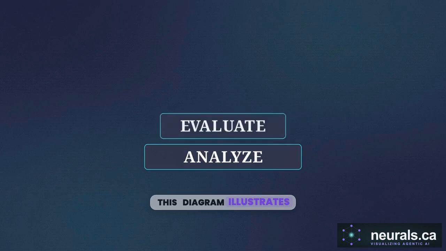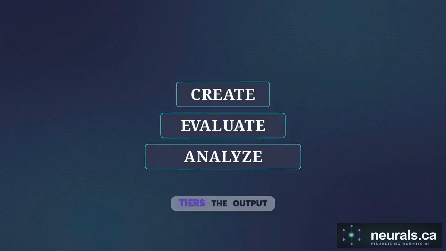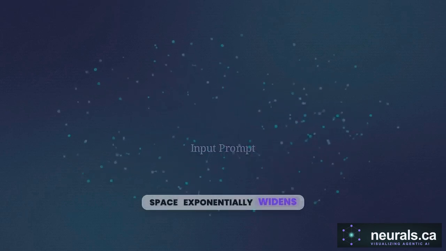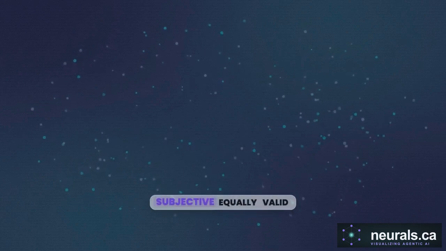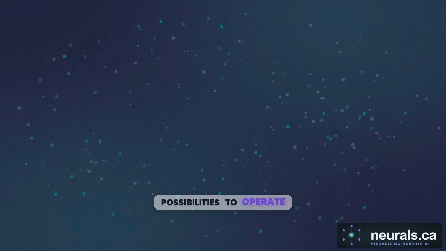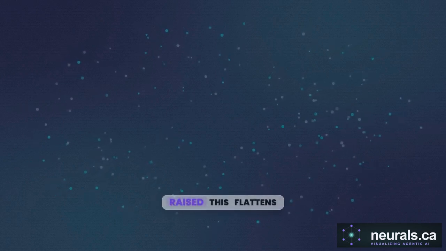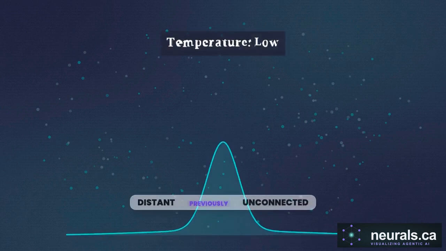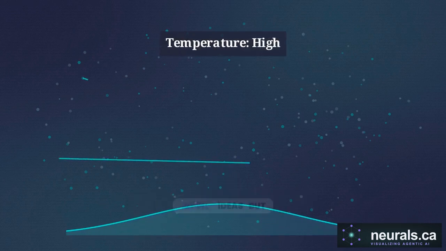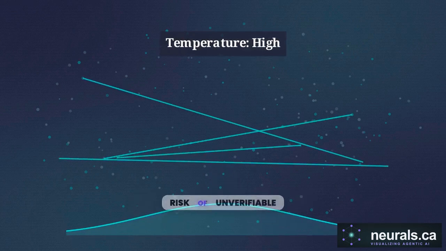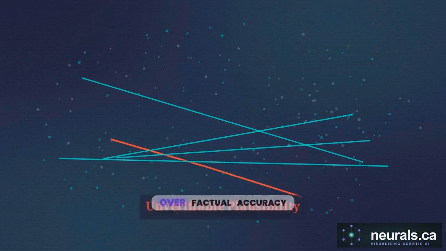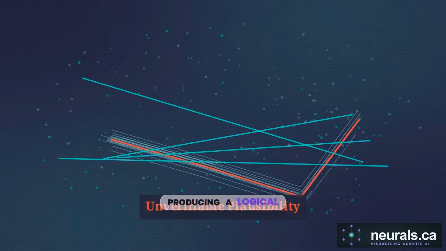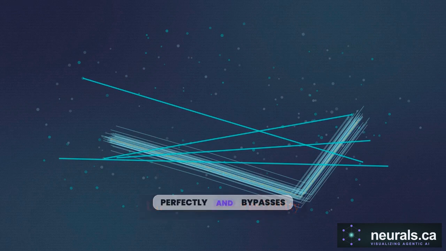This diagram illustrates what happens when we move to the top three tiers. The output space exponentially widens into an array of thousands of subjective, equally valid possibilities. To operate here, the system temperature must be raised. This flattens the statistical probability curve, allowing the model to bridge distant, previously unconnected concepts to generate novel ideas. But this introduces the risk of unverifiable plausibility. The model prioritizes statistical flow over factual accuracy, producing a logical flaw that reads perfectly and bypasses automated surface-level testing.